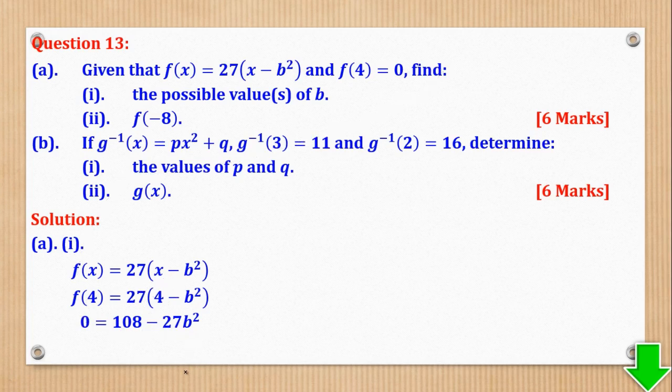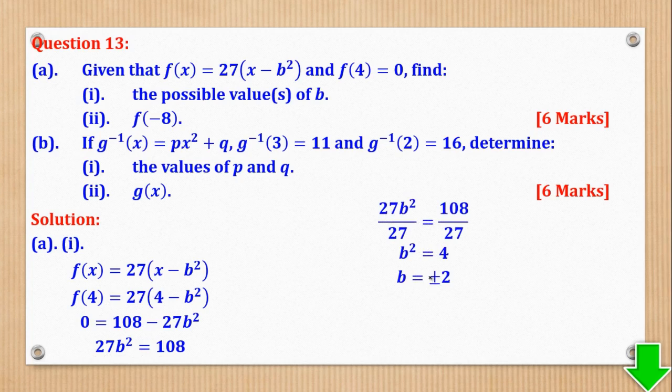Okay. Now, next is to look for making b the subject. I'm going to take this one this side. It was negative, it becomes positive. Then divide both sides by 27 to give you b squared as 4. Then put a square root to give you plus or minus 2. It must be plus or minus 2.